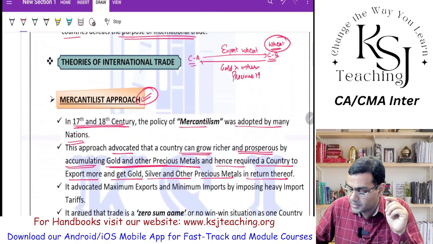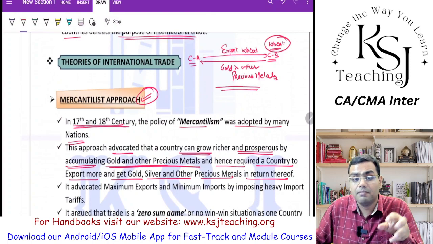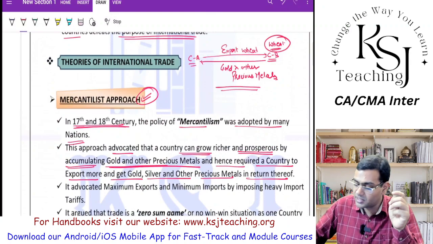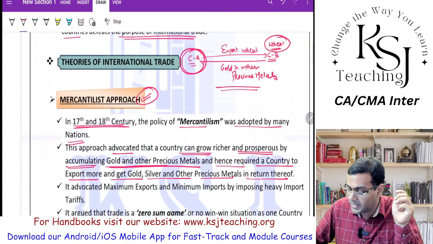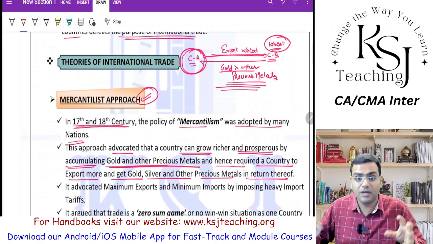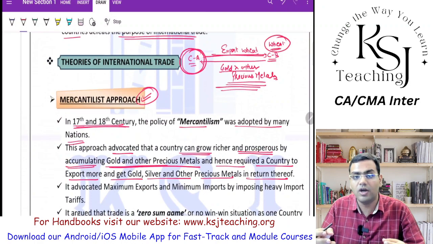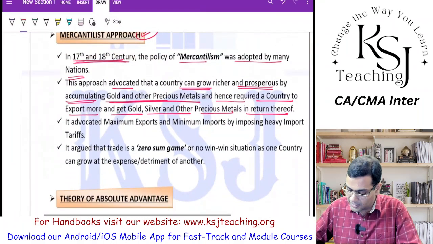So that is what this approach is saying, that a particular country can grow rich by accumulating the gold and other precious metals. Which country is growing rich here? Country A is growing rich here by accumulating the gold and other precious metals. But for that, country A will have to export more. The more it exports, the more it will get the gold and other precious metals, the more it will get richer, right?